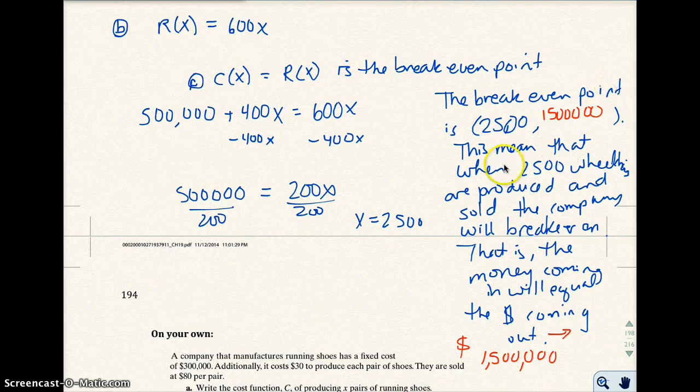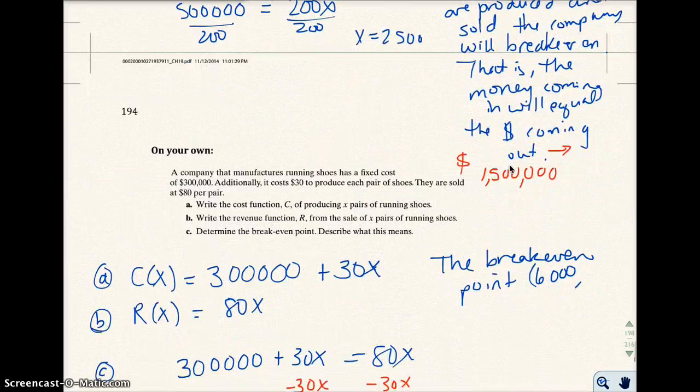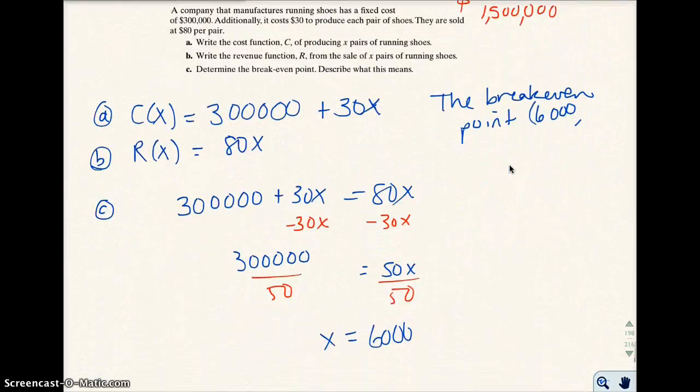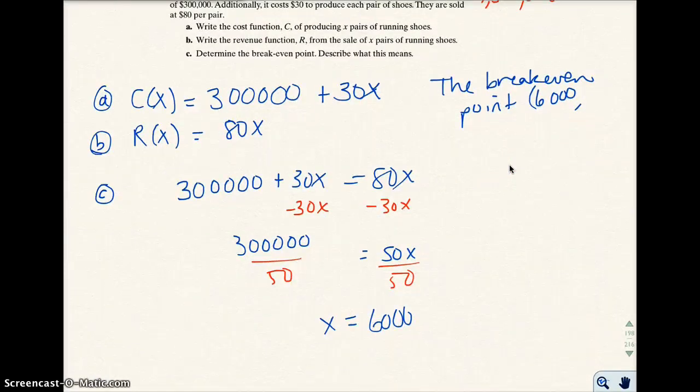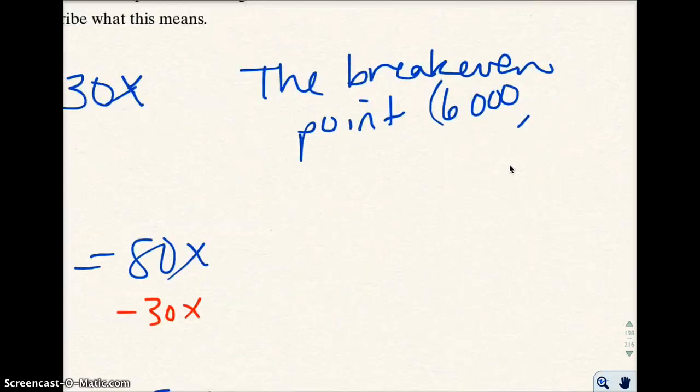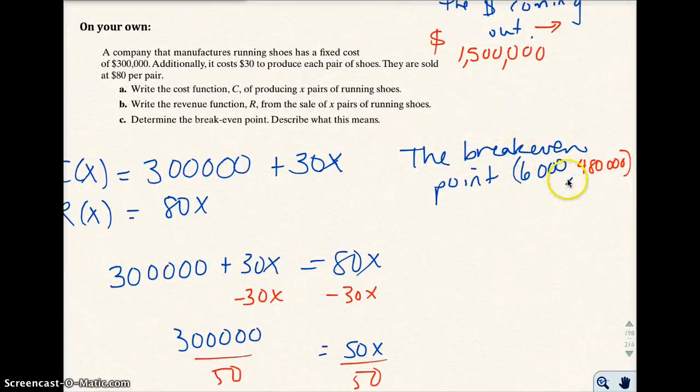Okay, so go ahead and now do the on your own. If you have already done it on your own, here's the answer. I got the number of shoes to break even would be 6,000, and 6,000 times 80 would equal 480,000. And I'm not putting the commas in there because I don't want to mix that up with the comma from the ordered pair.